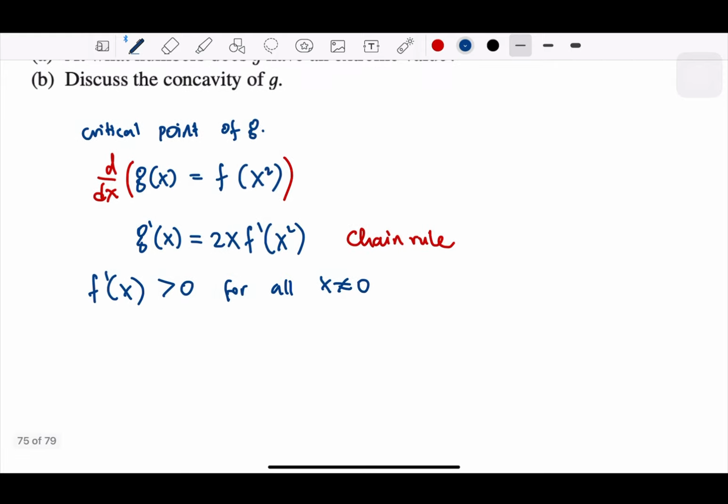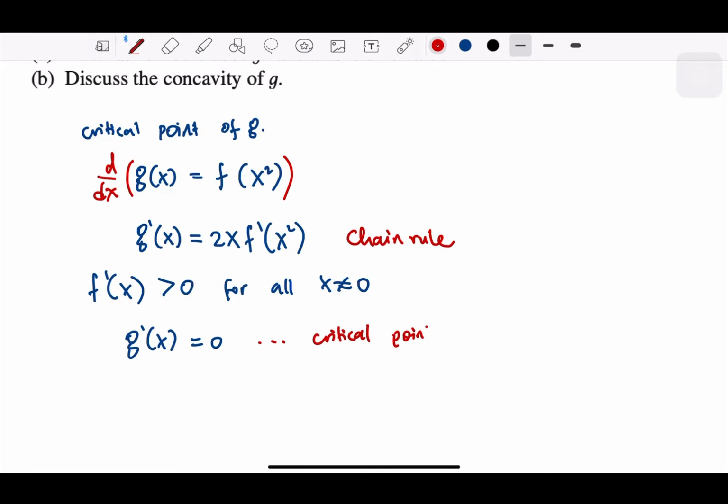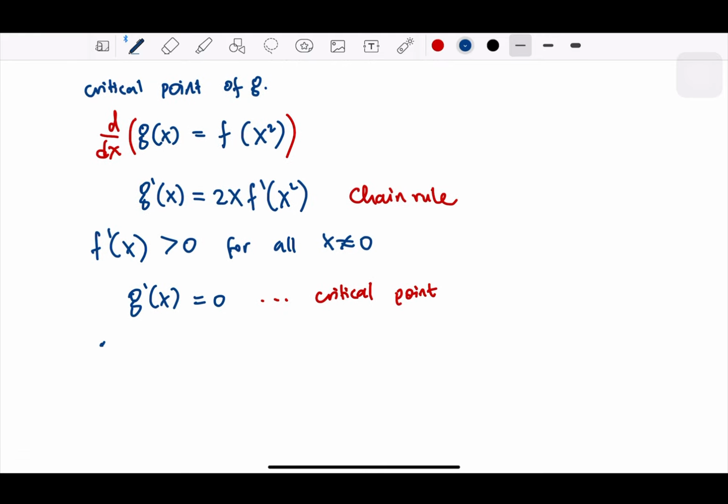Because of this, we need g prime of x equal to 0 to find our critical point, right? We can summarize that g prime changes sign at x equals 0, because f prime of x squared is positive.